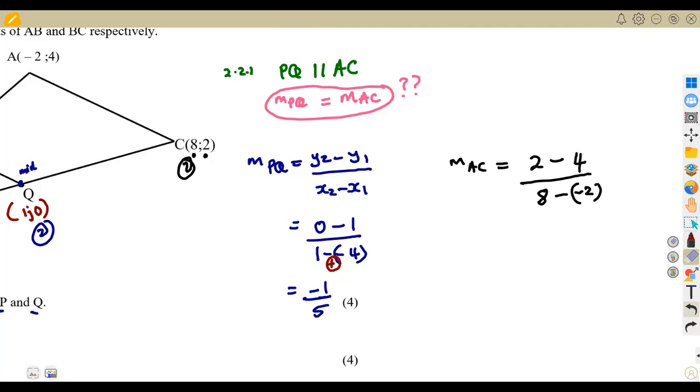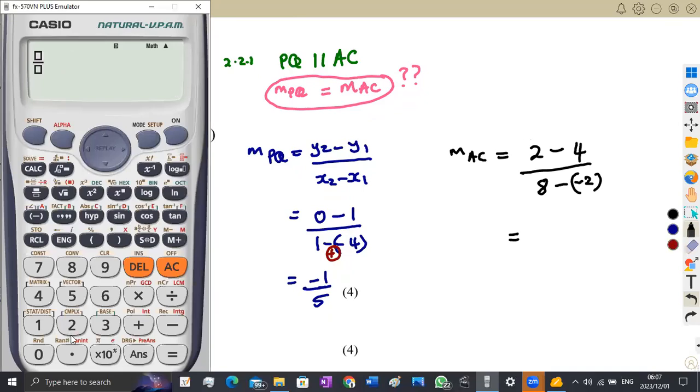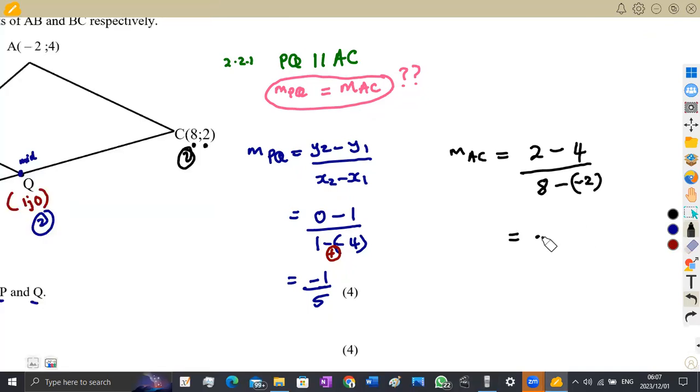Okay, so with this, we can calculate our gradient. Either you use your calculator or just simplify step by step. On our calculator, this is 2 minus 4 over 8 minus 2, which means 8 plus 2, which is going to give us -1 over 5. So as we can see, we obtained -1 over 5 here.